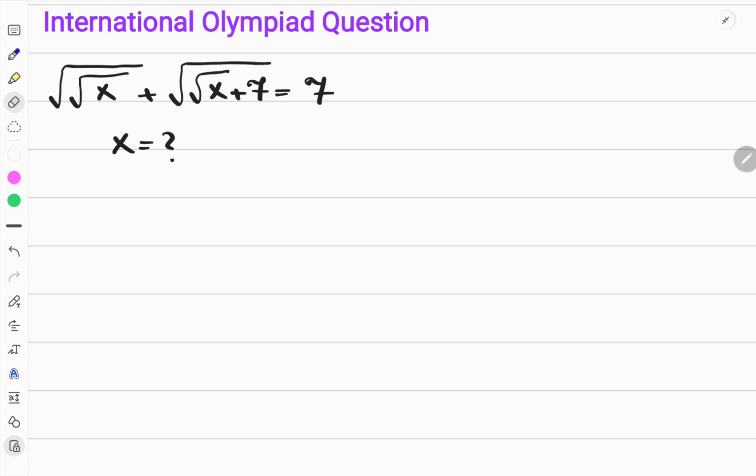Let's get started. Double square root of x plus square root of x plus 7 equals 7, and we are going to find the value of x.